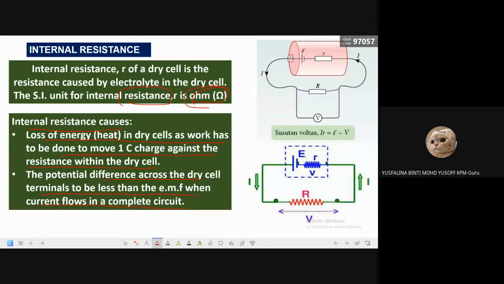If you switch off the circuit, there is no moving charge inside the battery. So the battery will give the reading of the EMF, because no charge is moving. So it's 3 volt. But when you switch on the circuit, the charge starts to move. When it starts to move, it requires energy inside the battery itself. So it will consume voltage, and that's why there's a voltage drop, because that energy is used to move the charges inside the battery itself.